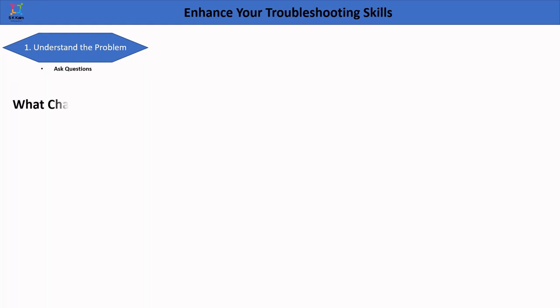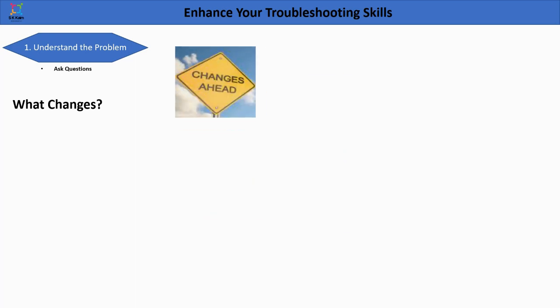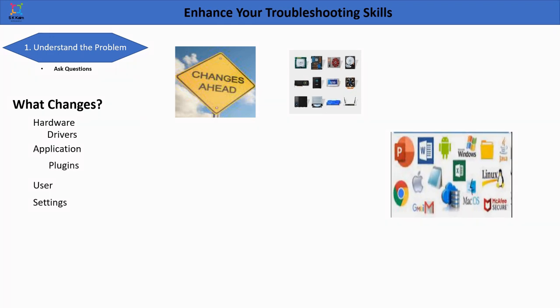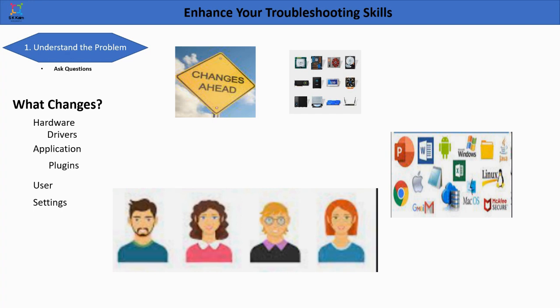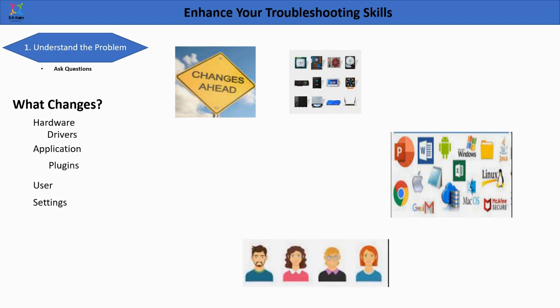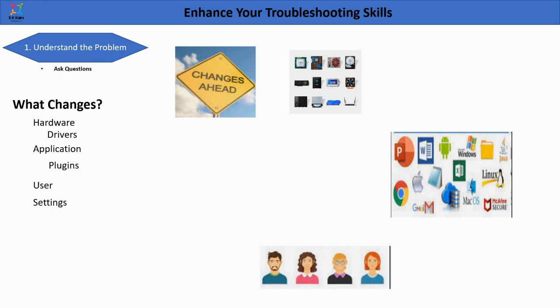And next comes what changes. You have to see what changes have been made to the environment, what changes have been made to the hardware, what changes have been made to the drivers. Are there any changes within the applications? Are there any plugins which have changed? Are there any application extensions which have been installed or removed? Is there any change in the user? Has the user changed? Is the user new? Or is there any related setting with the hardware or the application or the user which has changed?